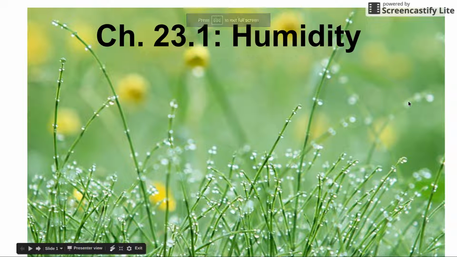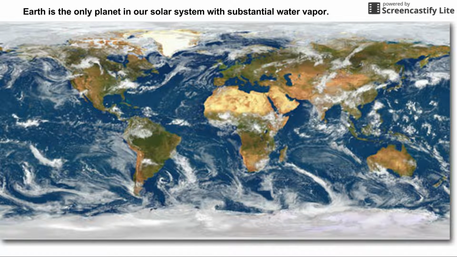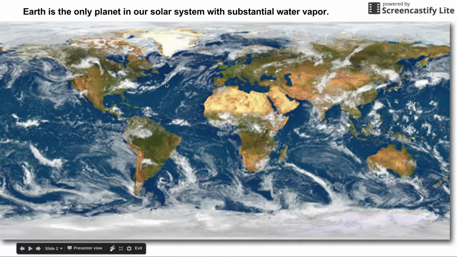Here is my presentation on humidity, which is basically water in the air, water vapor. Earth is the only planet in our solar system that really has a lot of water in the air. Part of what makes Earth so special is that we have ice, which is solid water. We have a massive amount of liquid water, which makes up the oceans, and we have water vapor, which are the clouds. We're the only planet I'm aware of with all three phases of water existing in large quantities, part of what makes Earth so special.